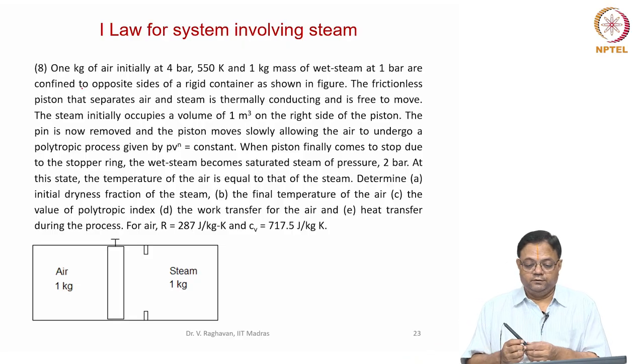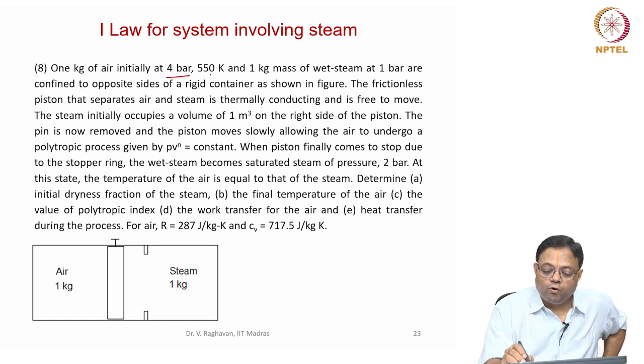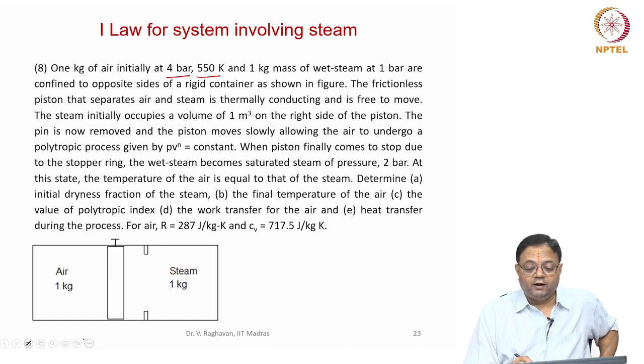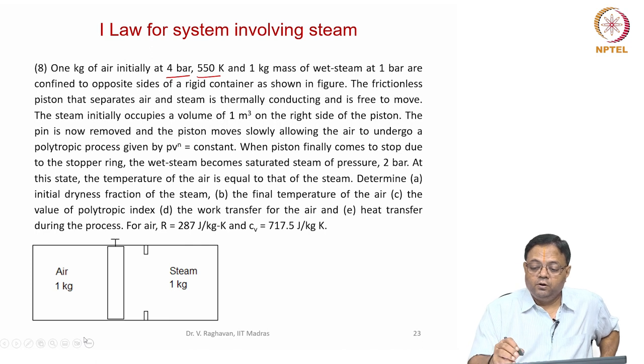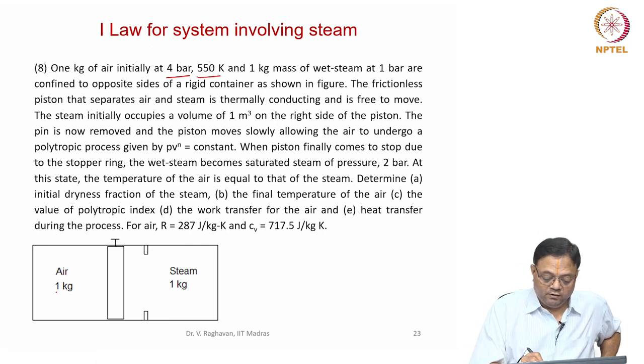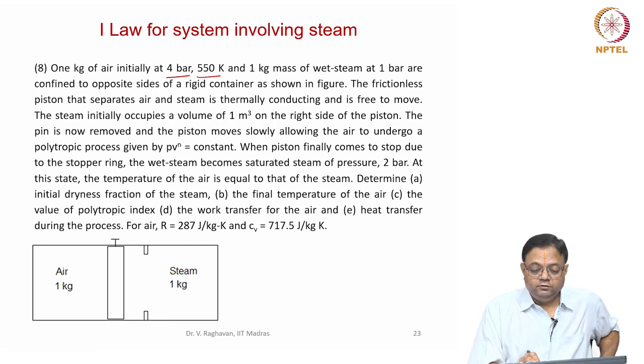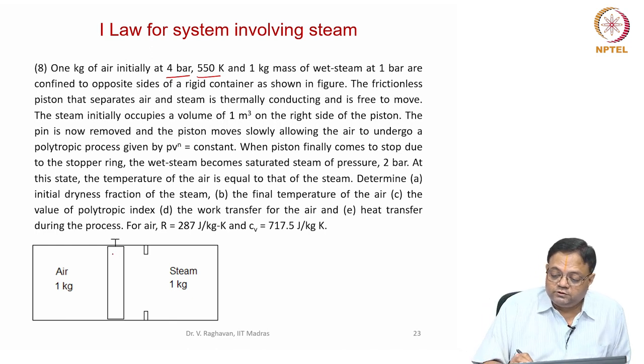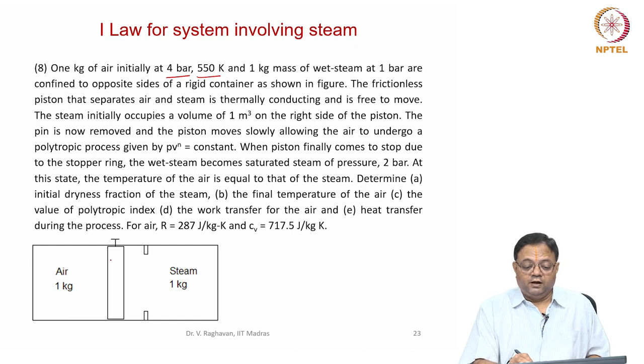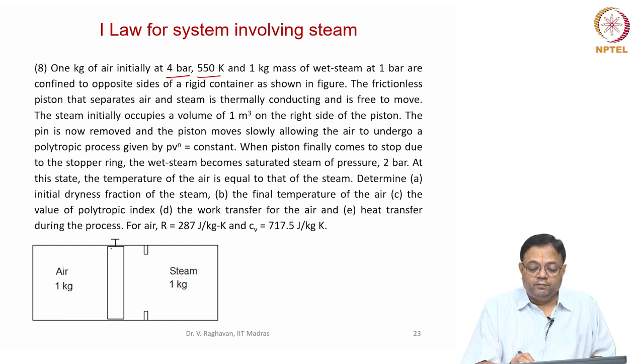Problem number 8. 1 kg of air initially at 4 bar, 550 Kelvin, is in a similar type of cylinder where a movable, frictionless piston is present, initially held by a pin. So, one side is air at 4 bar, 550 Kelvin.